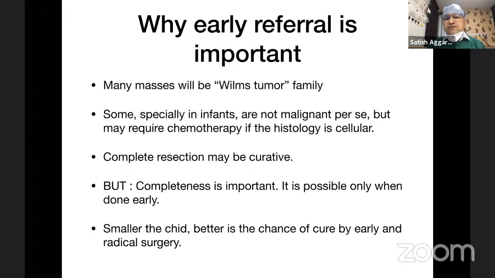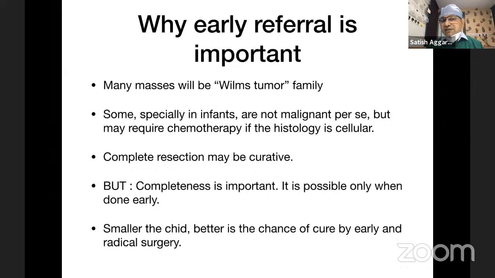Now, why early referral may be important when you pick up a flank mass? Because many of these masses will be Wilms tumor within inverted commas, Wilms tumor family. So there are several variants of Wilms. Now, some of them, especially in infants, are not malignant per se, but may require chemotherapy if the histology is a typical cellular type of histology. But in them, if they come to us early and we do a complete radical resection, then that alone can be curative, even if the histology is cellular.